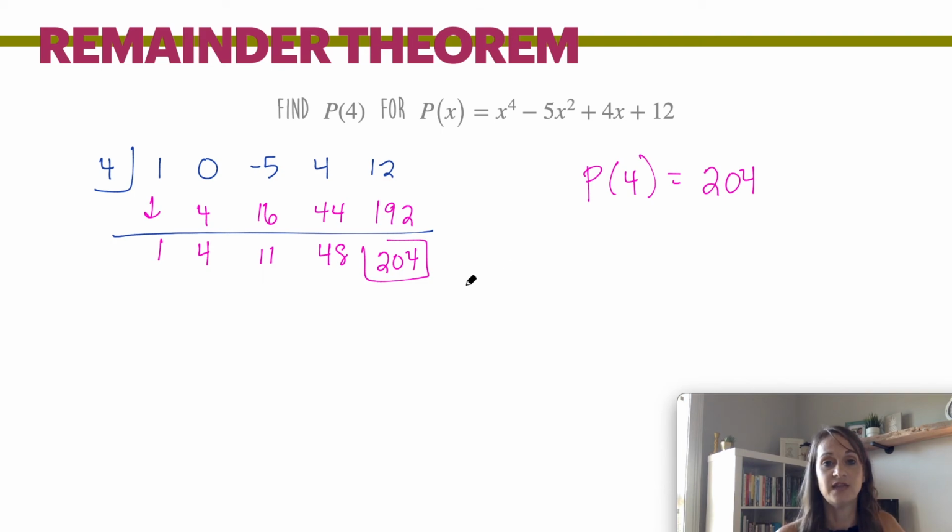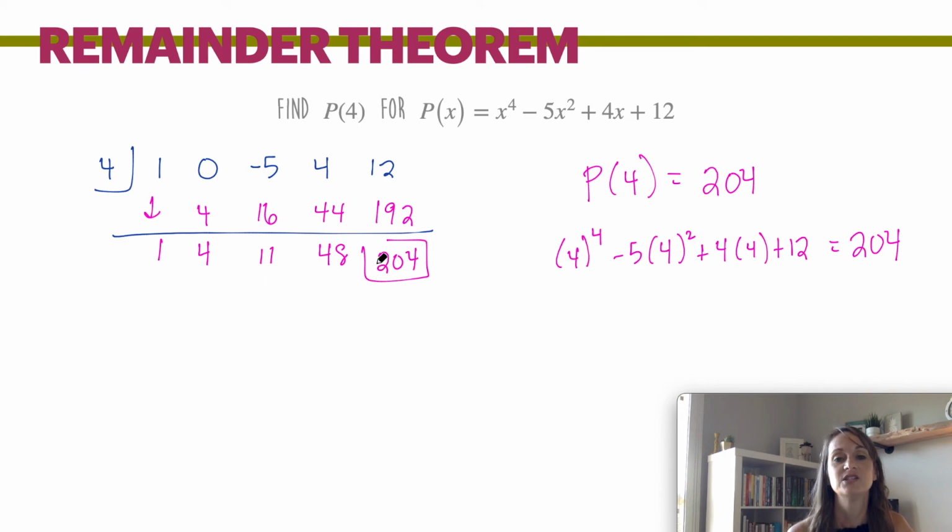The other way to do that is to literally plug 4 into x. 4 to the 4th power minus 4 times 4 squared plus 4 times 4 plus 12 will also give me 204. So there's now 2 ways to be able to find a value. You can either use synthetic division or you can plug that number into all of your x values.